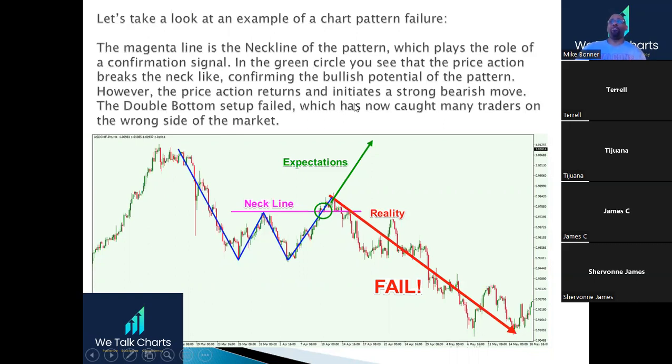However, the price action returns and initiates a strong bearish move. That means it actually stomped on us, went up a little bit, gave us a few dollars, reversed on us, and changed its mind and said, forget it, I'm going down. That gets a lot of traders in trouble. The double bottom setup failed, which has caught many traders on the wrong side of the market.